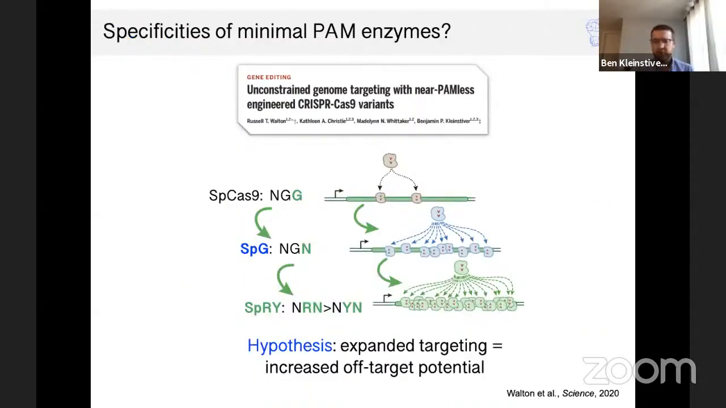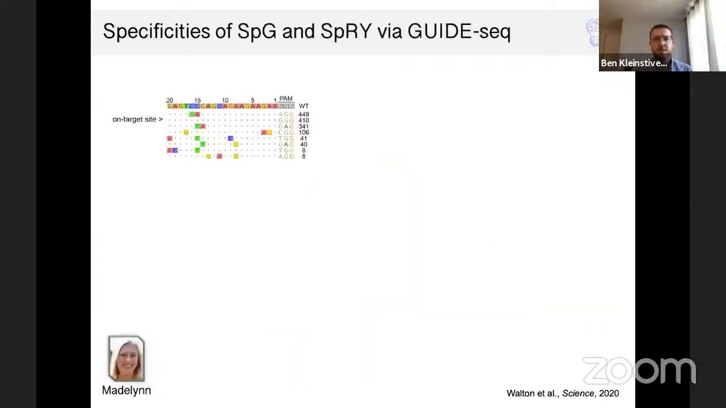Okay, so just in the last minute or two, I'm going to tell you about some of the recent work on some of these minimal PAM enzymes and our work to understand and improve their specificity. So as I described to you earlier, we engineered this version of Cas9 that had a 4-fold improved targeting range and then almost a 16-fold improved targeting range. And the hypothesis here is that if we engineer a version of Cas9 that can target more sites in the genome, it stands to reason that it should be able to recognize more off-target sites as well.